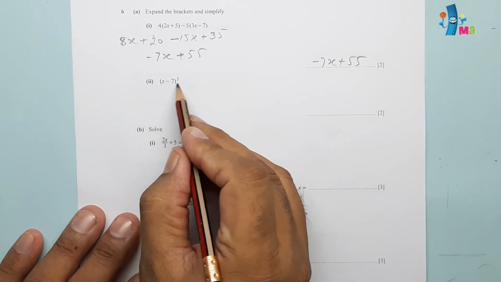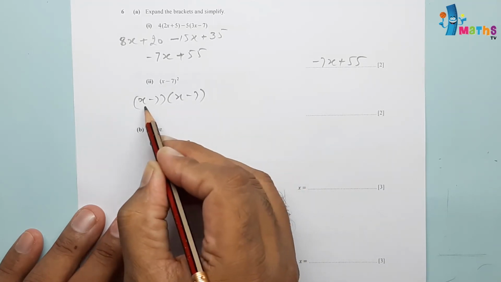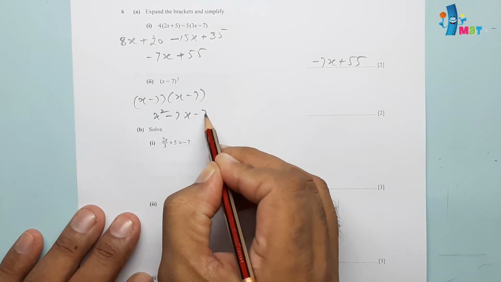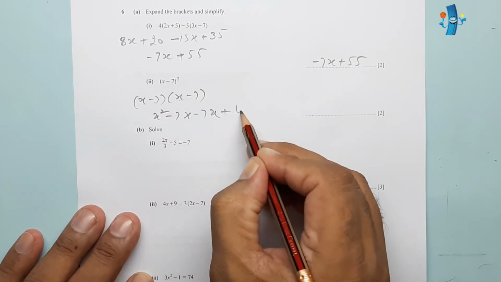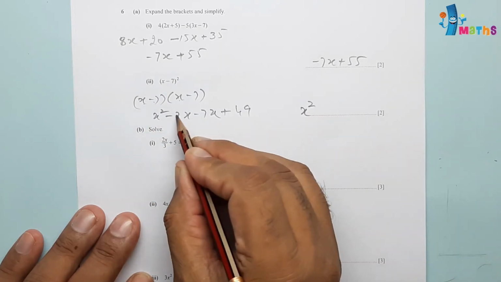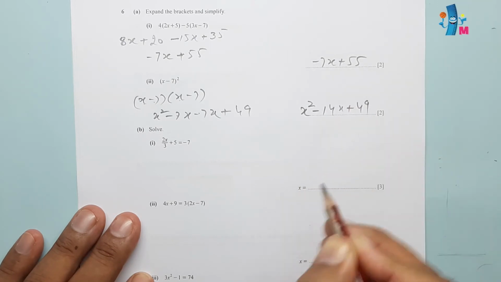And second part, x minus 7 squared, we can write x minus 7 into x minus 7. This will be multiplied to x squared minus 7x again. This multiplied with this, then plus 49. This will be reducing to x squared minus 14x plus 49.